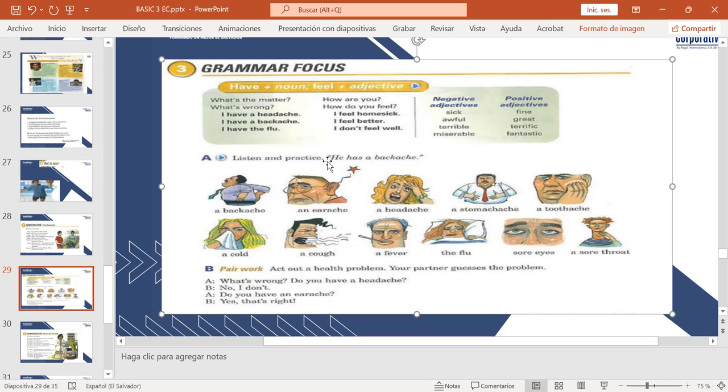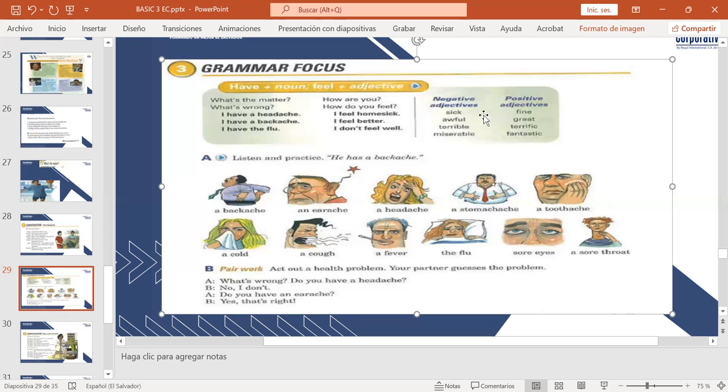Okay, let's continue. Ethan, how are you? How do you feel? Dice, feel plus adjective. I feel homesick. I feel better. I don't feel well. Después de feel va un adjetivo, miren. Okay, so these are the possible answers that you can give when people ask you about how you feel or what's the matter when you are sick.